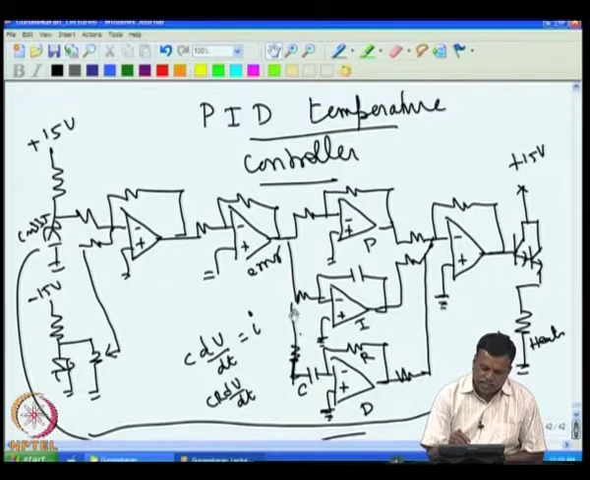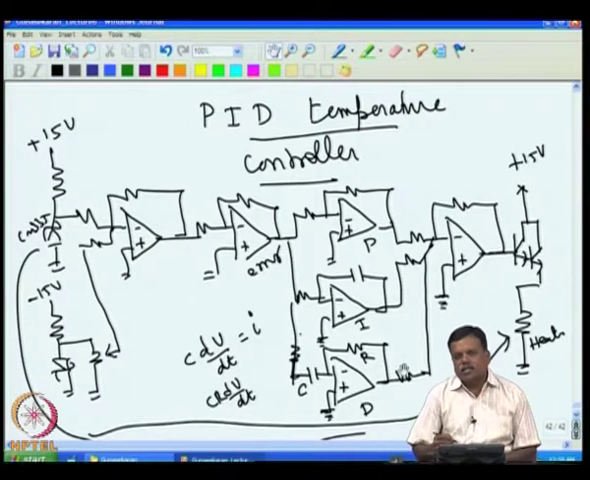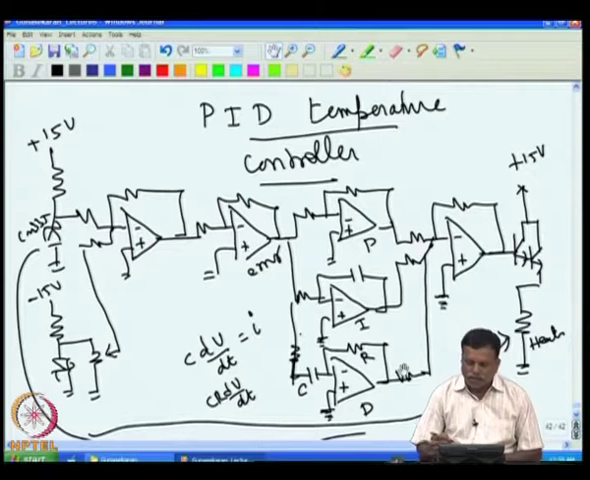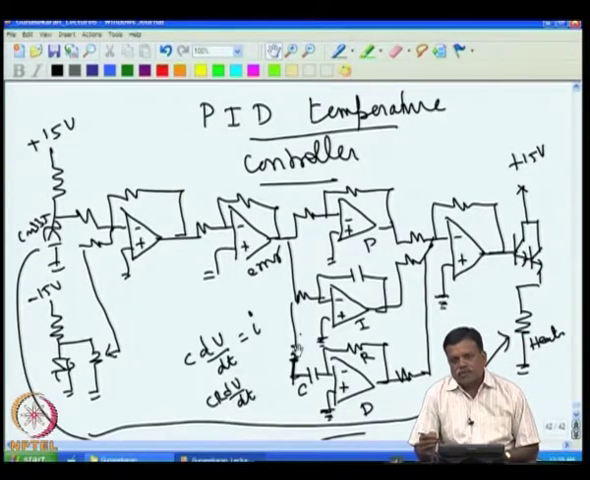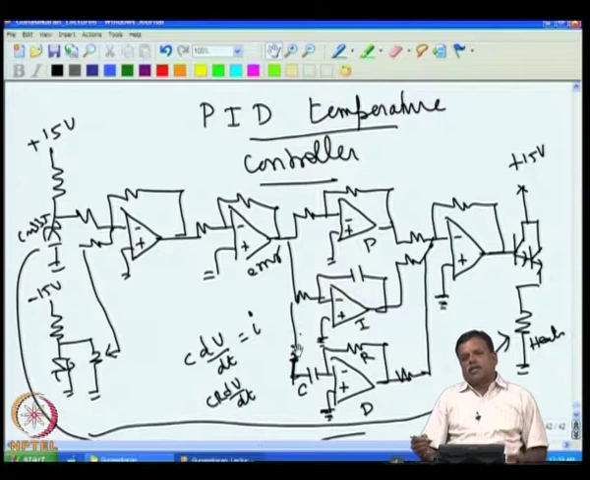In that case, by adding this resistance, the high frequency noise will not produce a large output here, and that makes the system not noise driven; that will make the system error driven. So, we have to have a resistance here to limit the noise response. That way the PID temperature controller works satisfactorily.